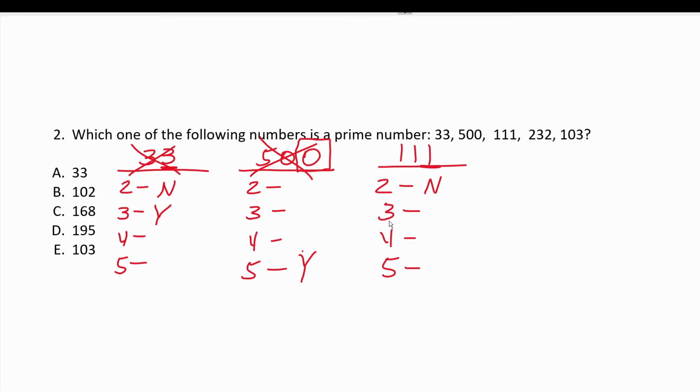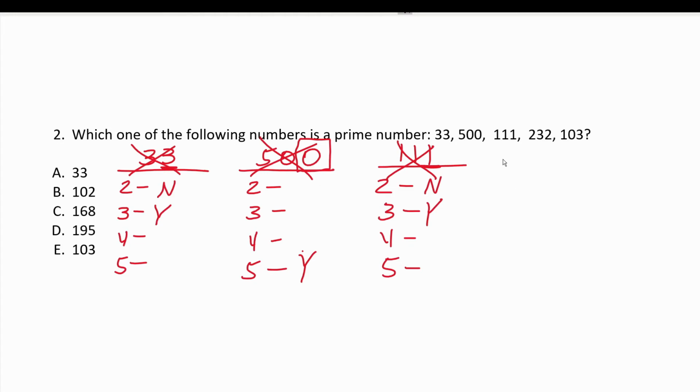All right, to determine if a number is divisible by 3, we sum the digits in that number. So 1 plus 1 plus 1. 1 plus 1 plus 1 is 3. 3 is divisible by 3. Therefore, I know 111 is divisible by 3, and therefore it is not prime.